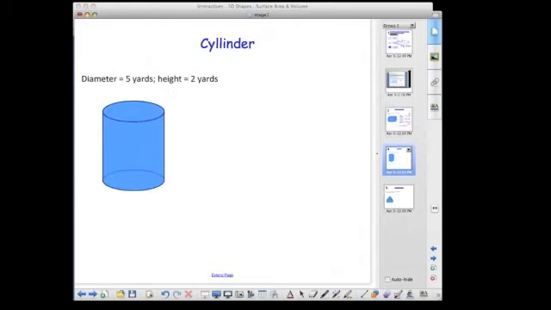Moving on to the cylinder. The cylinder has a diameter of 5 yards. Diameter is the measurement from one side of the circle to the other side, which travels through the center of the circle. Okay? So that is diameter. Diameter equals the distance across a circle which goes through the center.